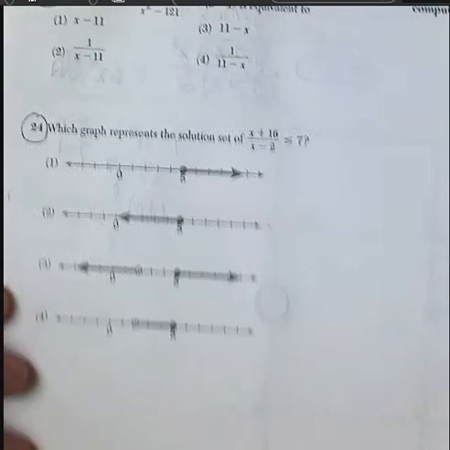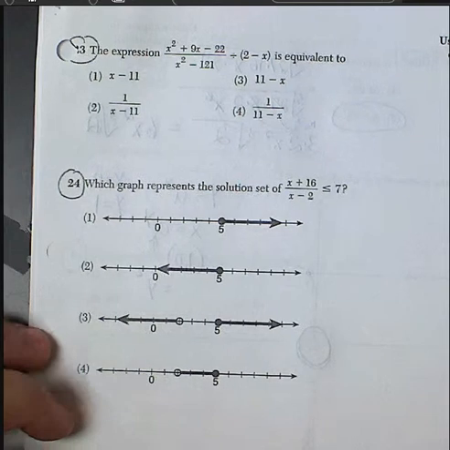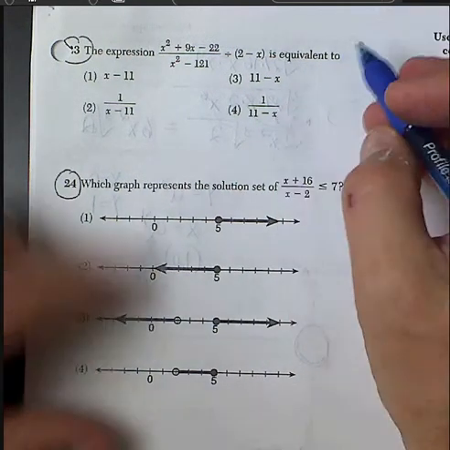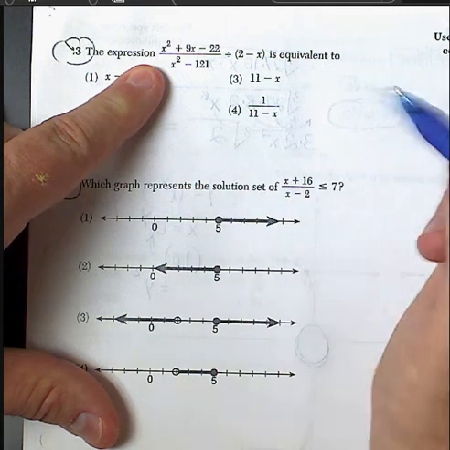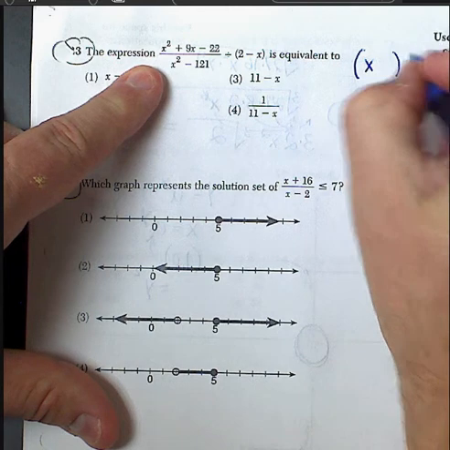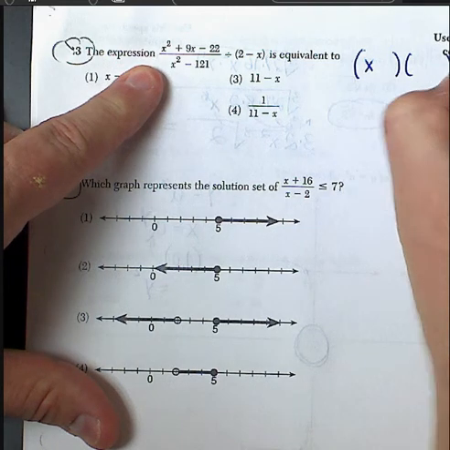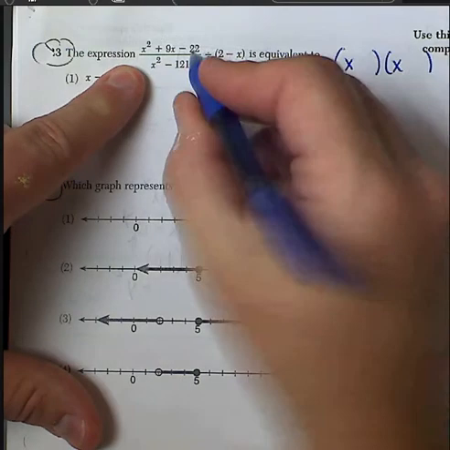Moving on to question 23. Question 23 is a simplification question. What we want to do is try to factor everything we can in this problem. So when I factor x squared plus 9x plus 22, I'm going to get x and x. Slide this over. My signs are going to be the same.